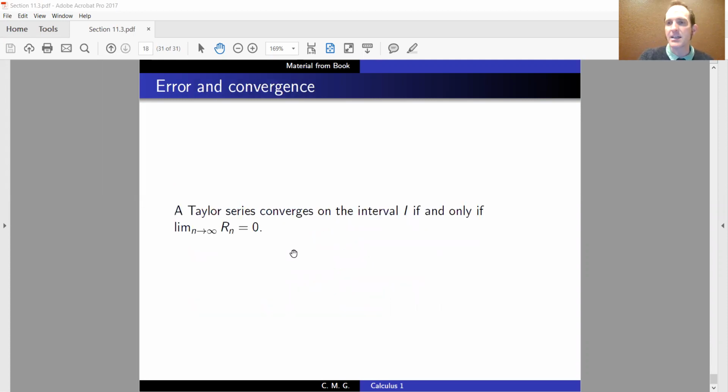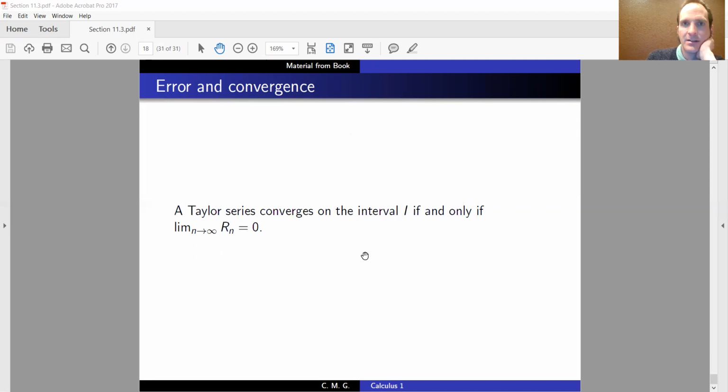What does that give us? That actually gives us something really nice. It tells me that this converges on the interval if and only if the remainder goes to 0. So I don't have to worry about whether this thing converges by some other convergence test. If I can bound that remainder, as long as the remainder goes to 0, the whole thing will actually converge on that interval.